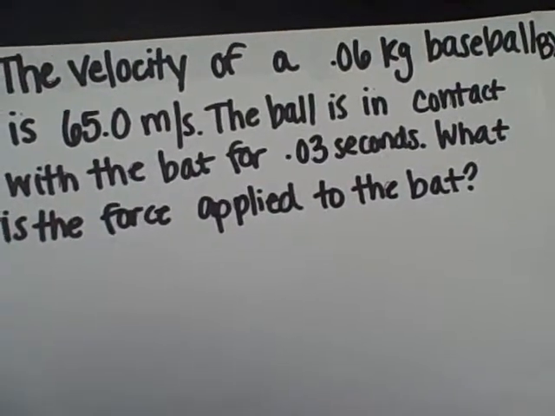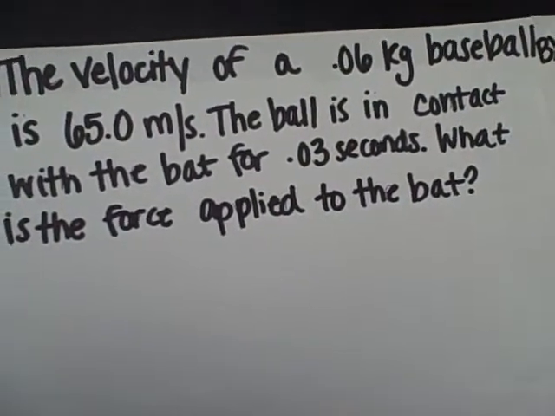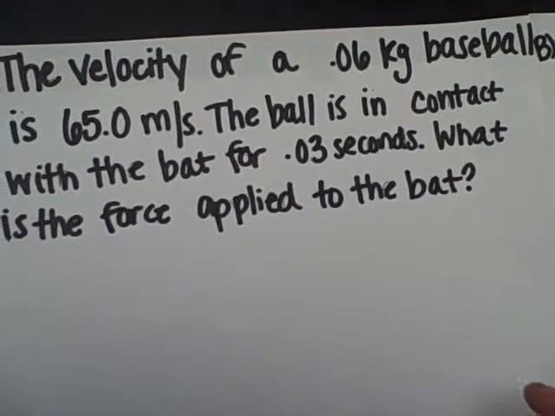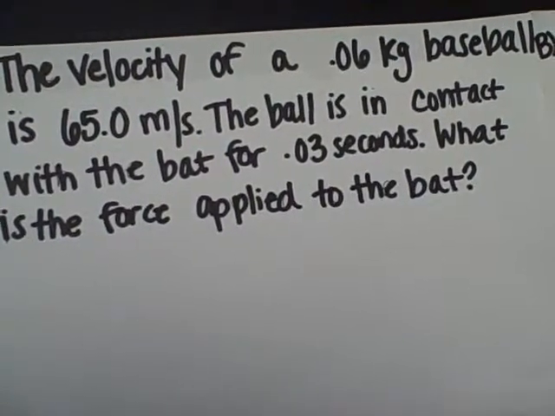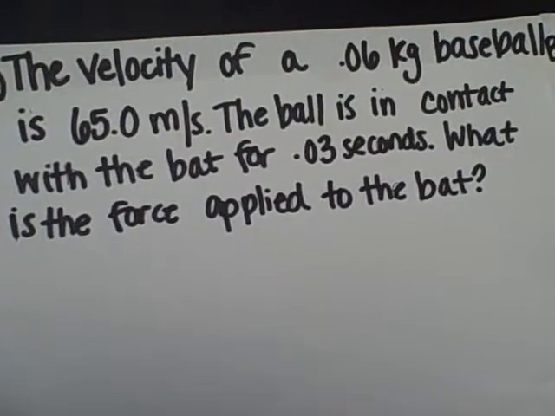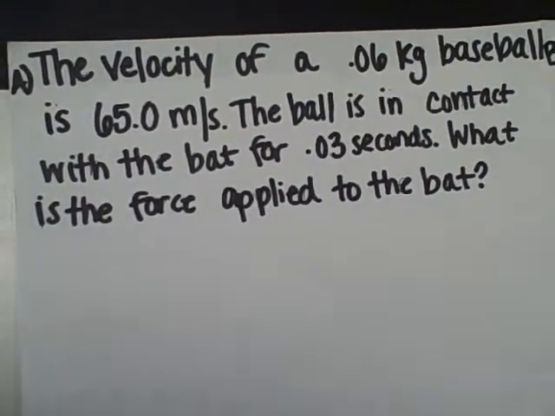The velocity of a .06 kilogram baseball is 65 meters per second. The ball is in contact with the bat for .03 seconds. What is the force applied to the bat?